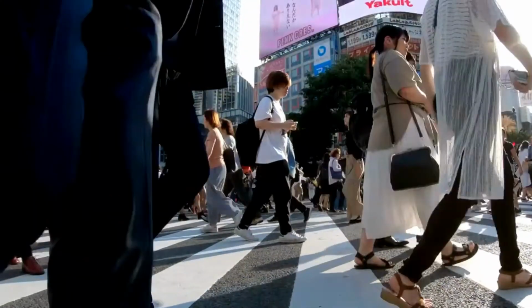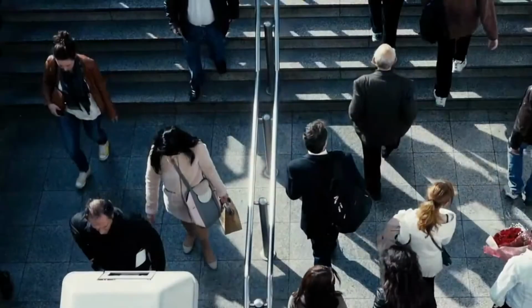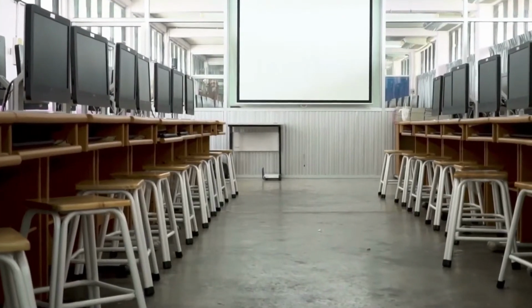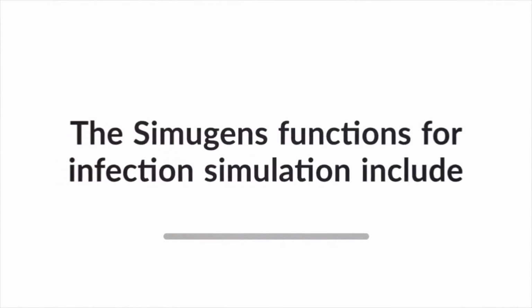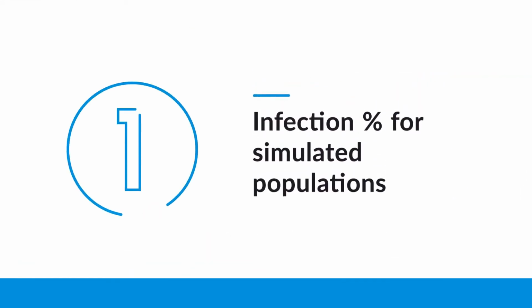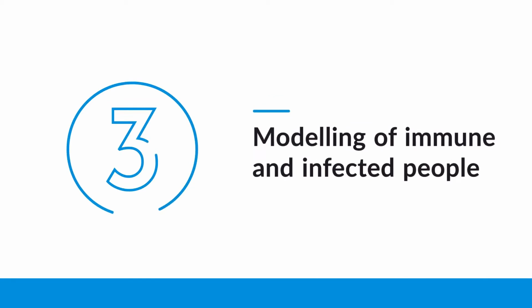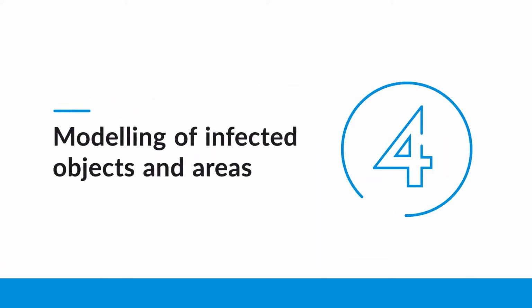Simugens Infections simulates in delimited areas individual infections based on people, distance, and exposure time, as well as infective objects or surfaces, calculating infection rates over time. The Simugens functions for infection simulation include infection percent for simulated populations, infection exposure time and distance, modeling of immune and infected people, modeling of infected objects and areas.